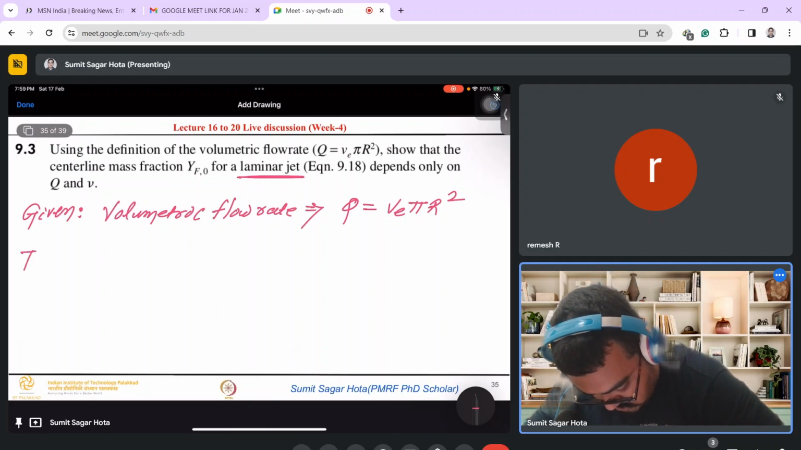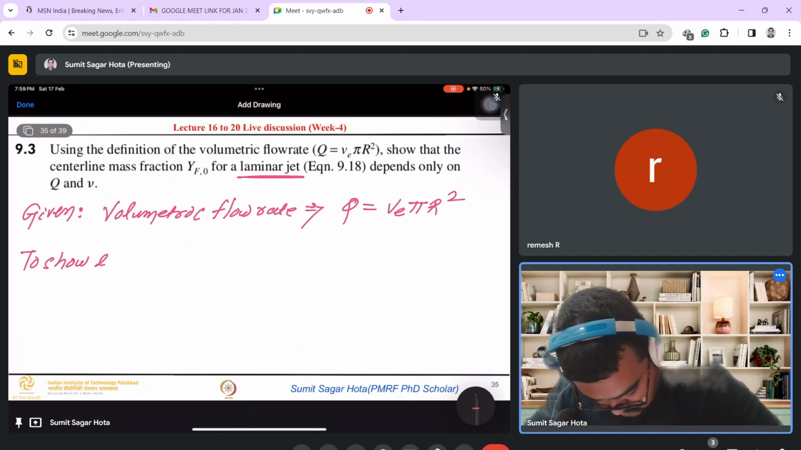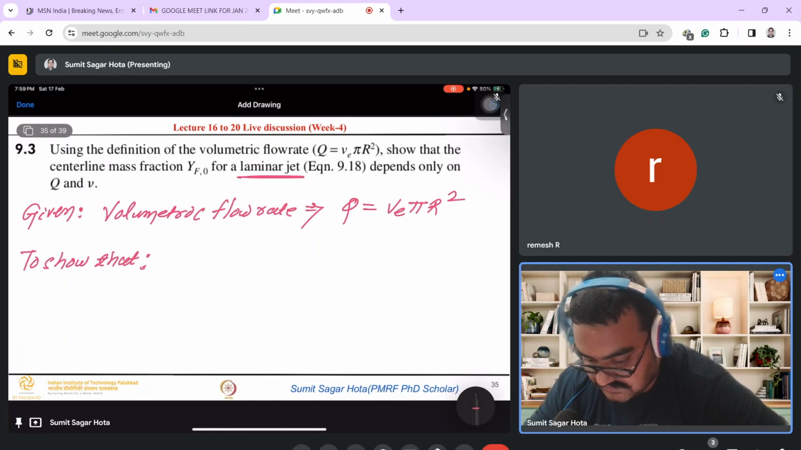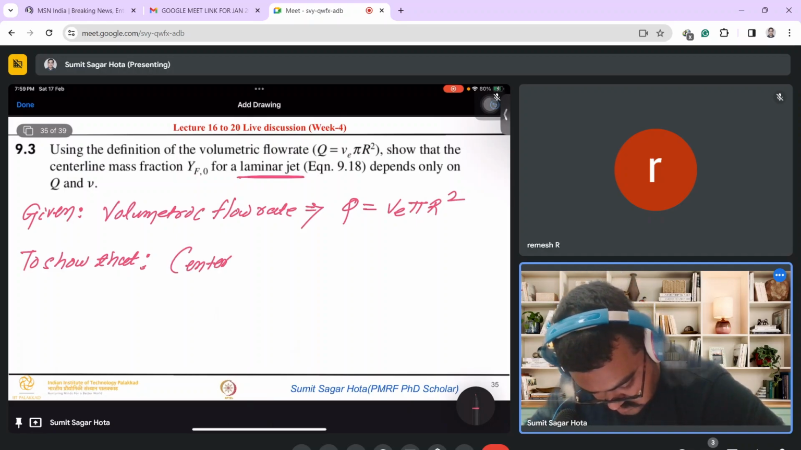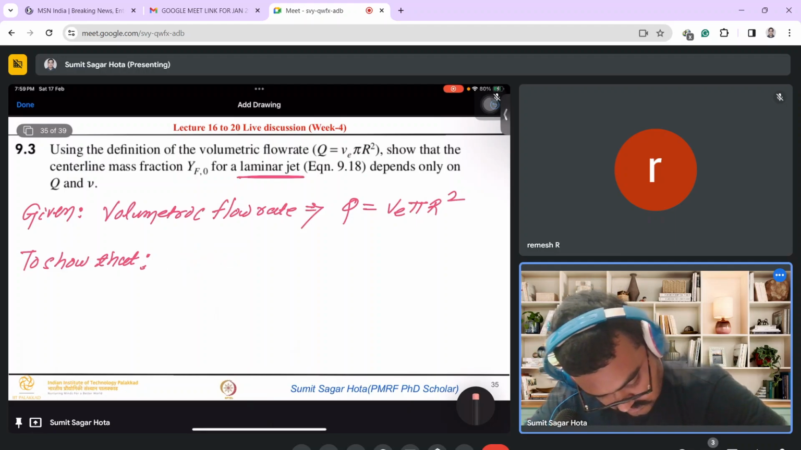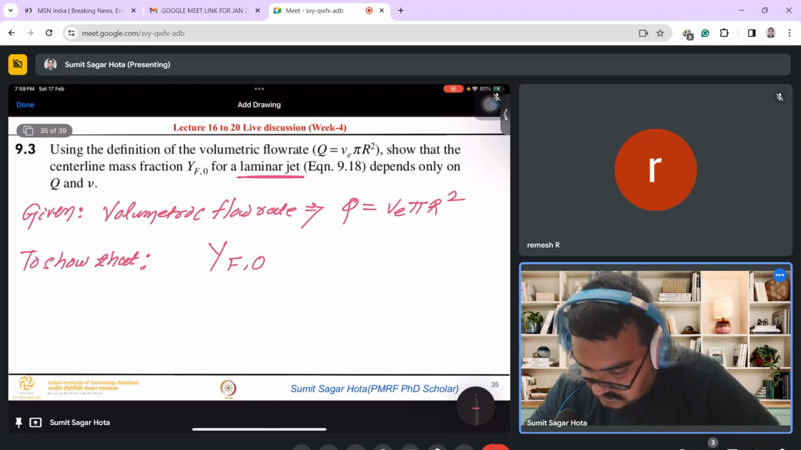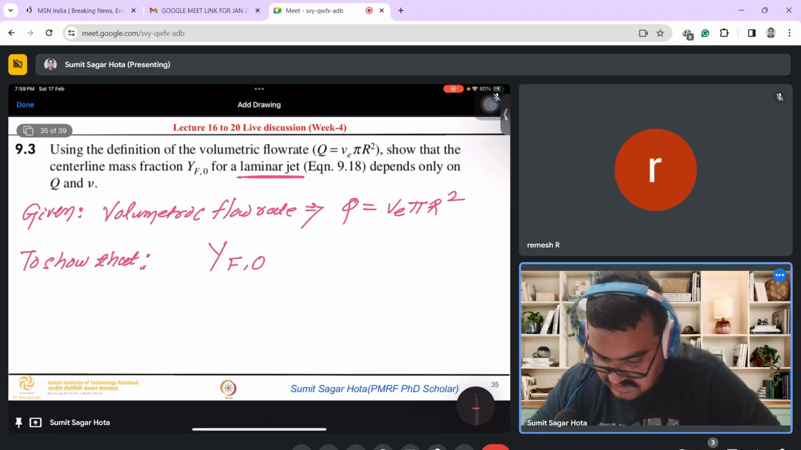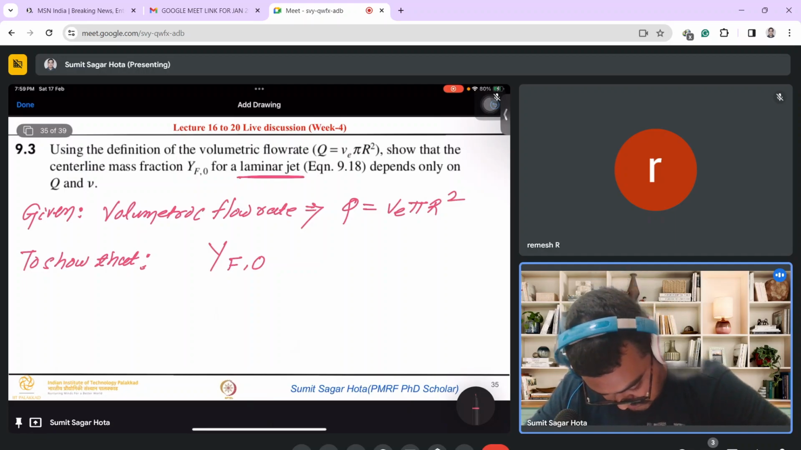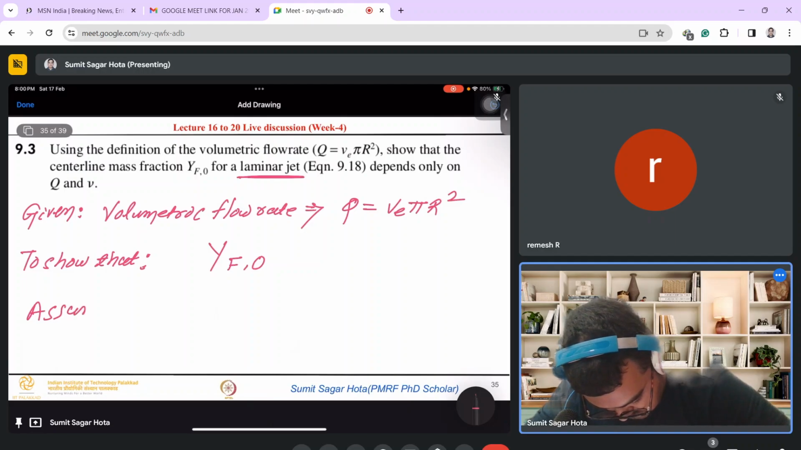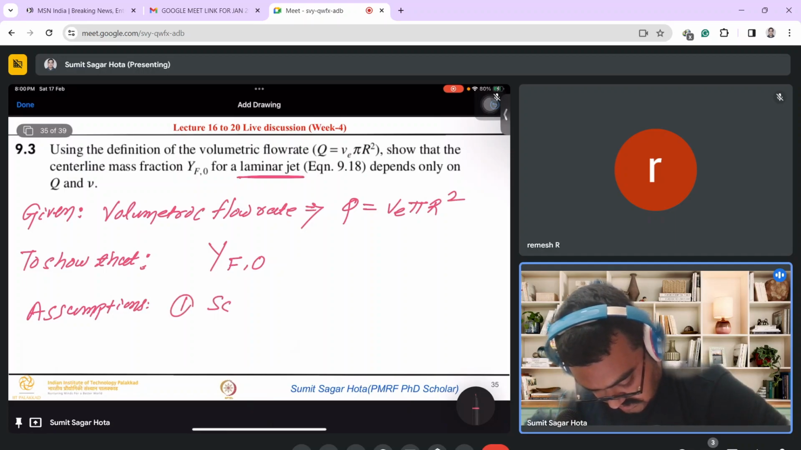What we need to show is the centerline mass fraction, Y_FO. So now what are the assumptions we can take? Schmidt number we can take equal to 1.